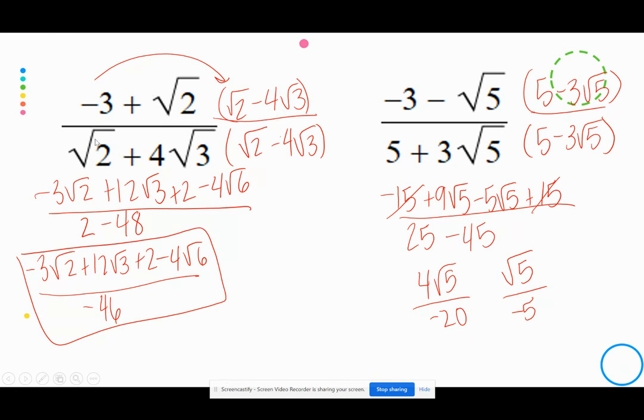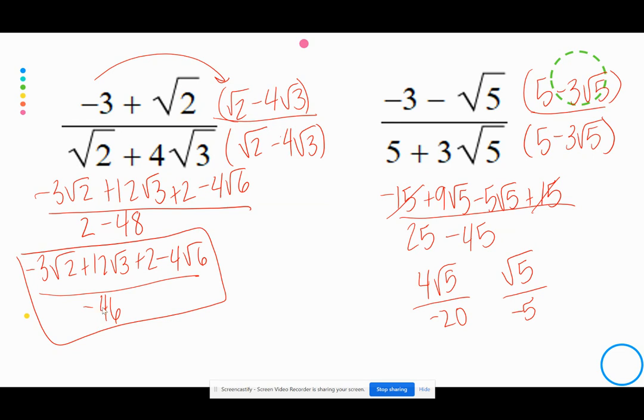The denominator becomes square root of 2 times square root of 2, which is just 2. 4 square root of 3 times negative 4 square root of 3, which is negative 16 times 3, which is negative 48. We leave everything as is in the numerator and simplify the denominator, and we get negative 46. If we look at all the coefficients, they are not divisible by anything alike. So we just keep it as is. We can't combine like terms, so it just stays like that.